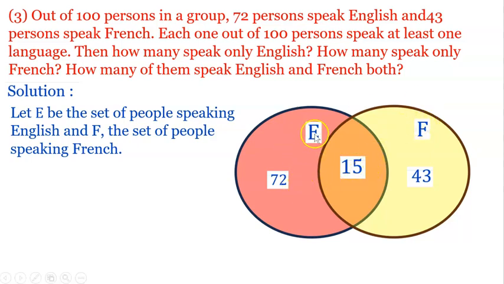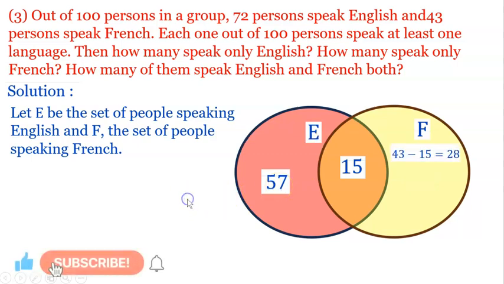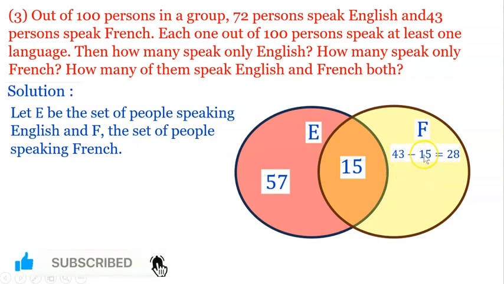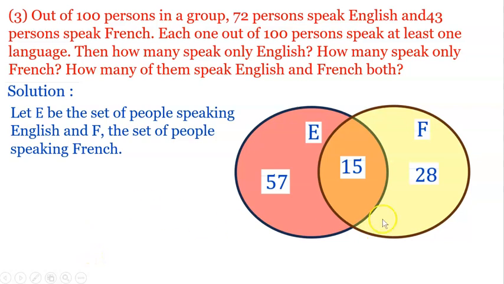Now the persons who speak only English: we subtract this 15 from 72. 72 minus 15 is equal to 57. These are the persons who speak only English. Next, French: 43 minus 15, that is equal to 28. Therefore, there are 28 persons who speak only French.